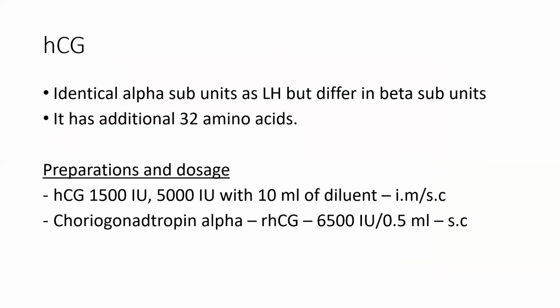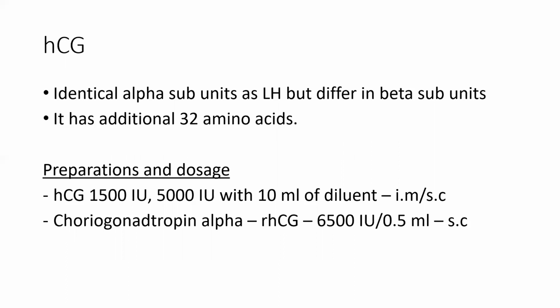So coming to the human chorionic gonadotropins. Human chorionic gonadotropins are extracted from the urine of the pregnant woman, and it has both alpha and beta subunits. The beta subunit is different for the human chorionic gonadotropins and luteinizing hormone. Luteinizing hormone has 121 amino acids in the beta subunit, whereas the human chorionic gonadotropins beta subunit, apart from the 121 amino acids, has an extra 32 amino acids.